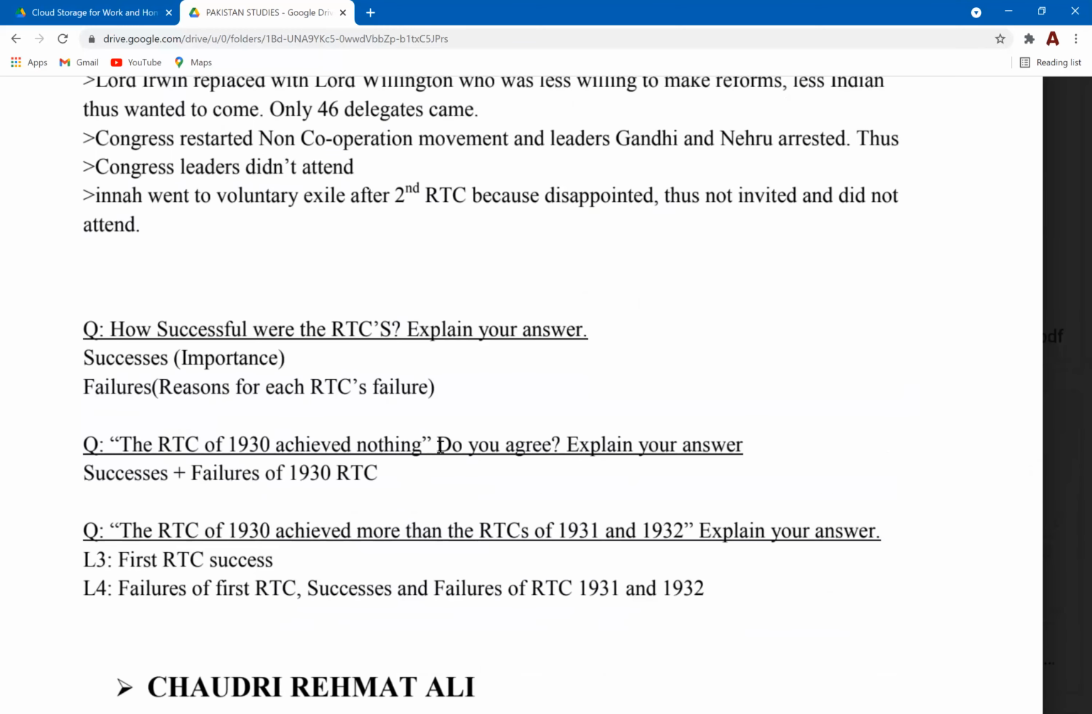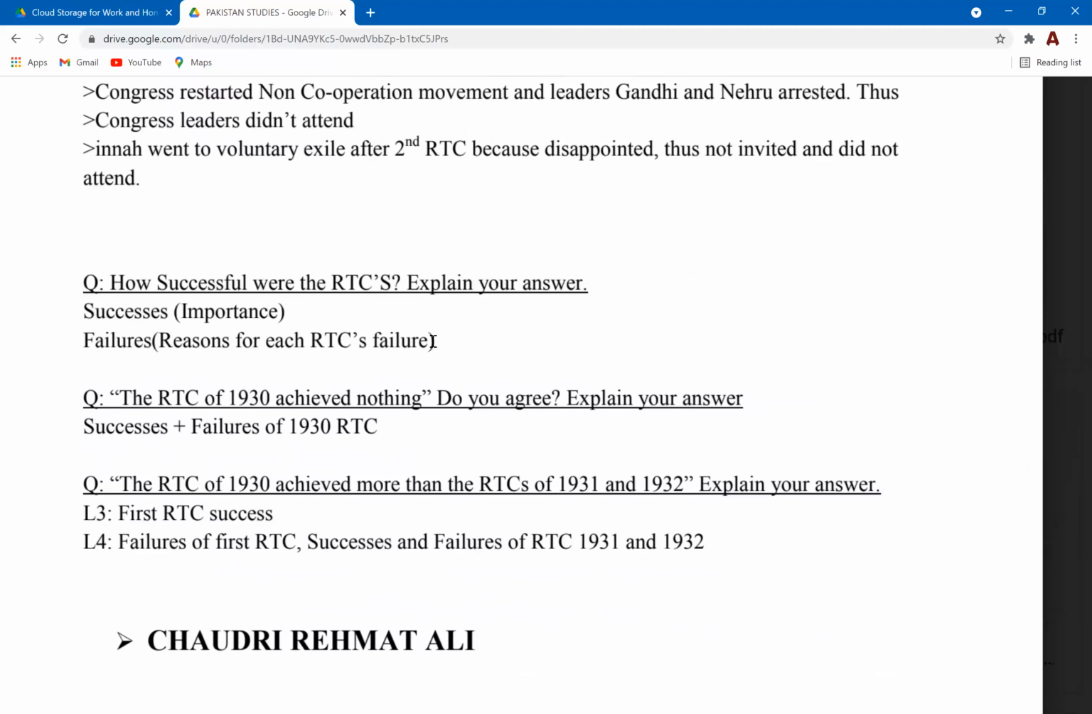How successful were the 3 roundtable conferences? This is your homework as well. You can note it down. How successful were the 3 roundtable conferences? 2 successes and 5 failures.